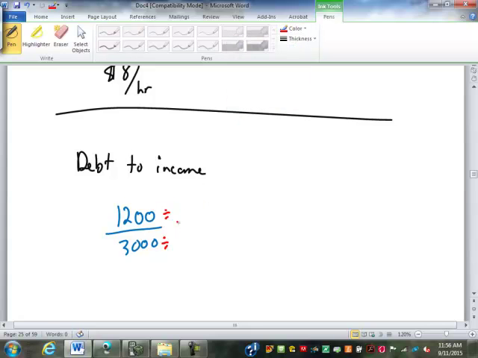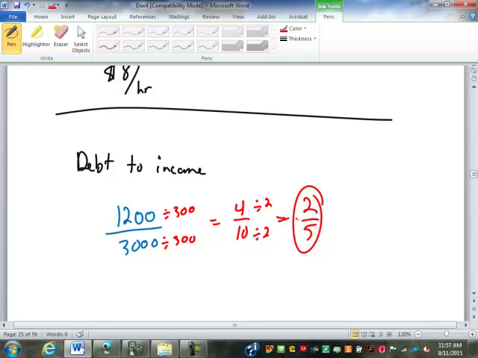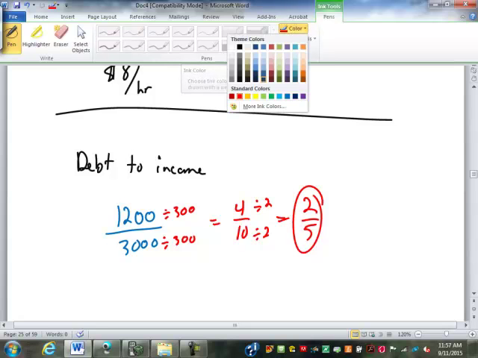Each of those can be reduced by 300, which gives us... I could reduce by 600. 4 to 10, I can divide by 2 again. Gives me a 2 to 5 debt to income ratio. They prefer your debt to income ratio for most loans to be below 1 to 3. So 1/3 of your income per period is required debt payments.